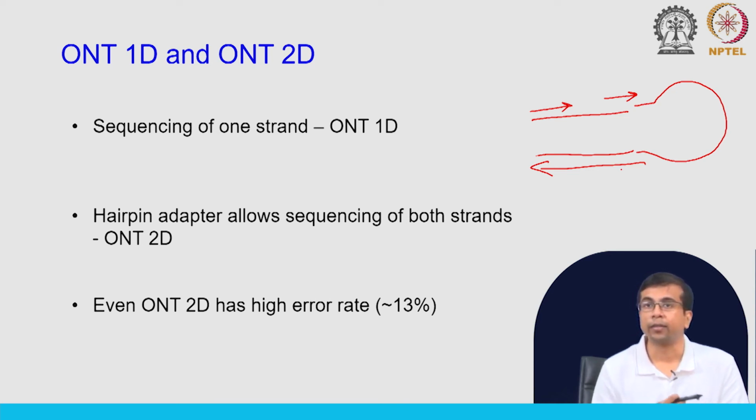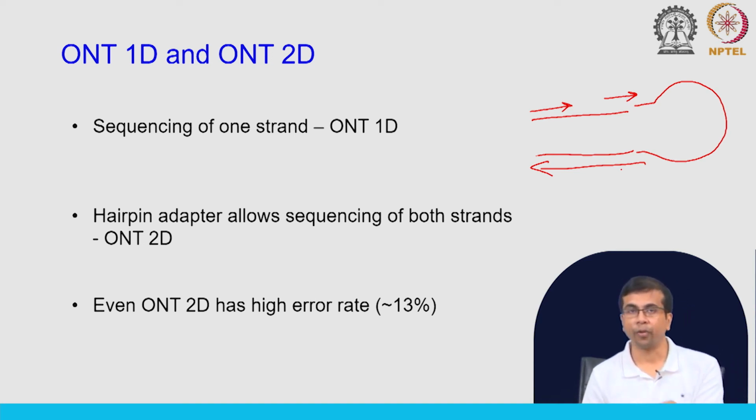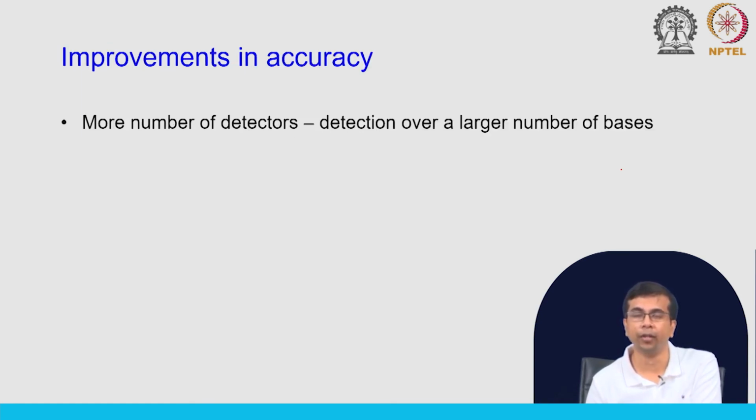But what researchers have seen is that even ONT 2D has a high error rate, which is about 13%. So what can we do about this? Because this 13% error rate is very high, especially if we are interested in identifying mutations or genotyping, etc. What has been happening in recent years is that there have been improvements in accuracy, and one of these comes from more detectors being added in the nanopore.